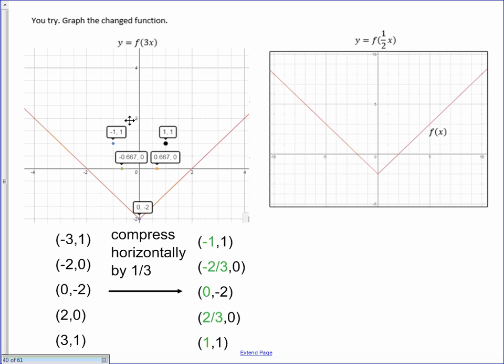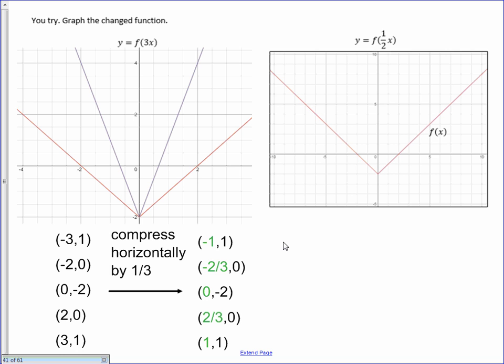And then on my graph, I plot my new points. So there's all of my new points plotted. And then finally, I go ahead and I connect them to get my new graph. So this makes a lot of sense. Look, the red function is our original. The blue function here is that function if we horizontally compress everything by a factor of 1/3.